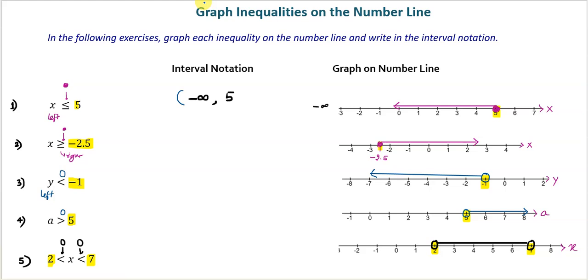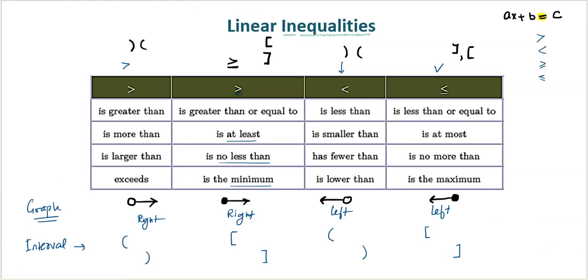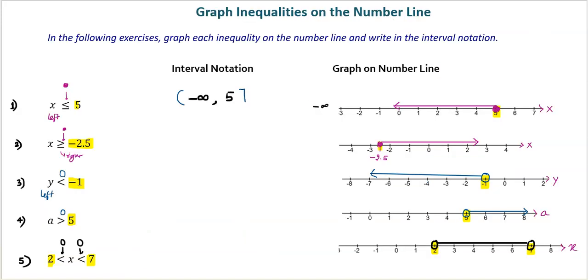Now 5. Since it's less than or equal to, there is an equal sign, so we are going to use this notation. It's a closed bracket here. So this is how you represent it on a number line and in interval notation.